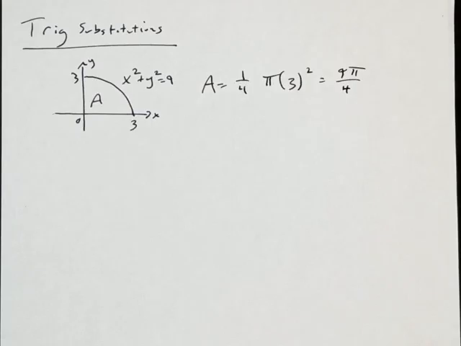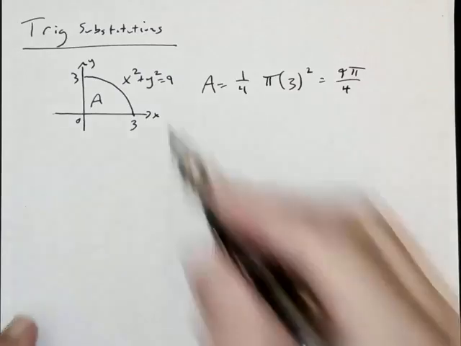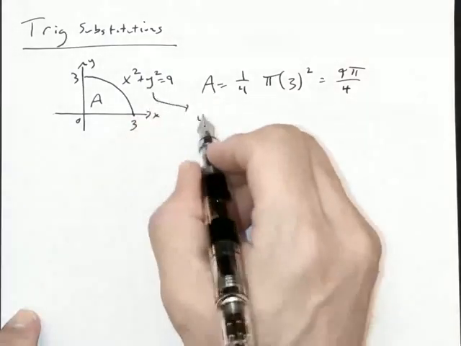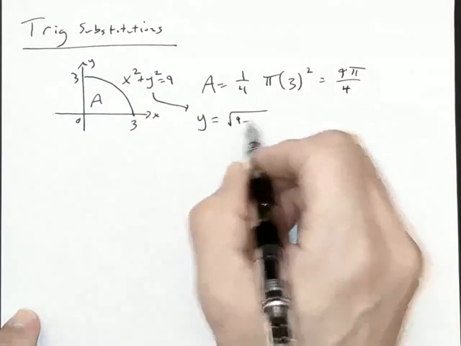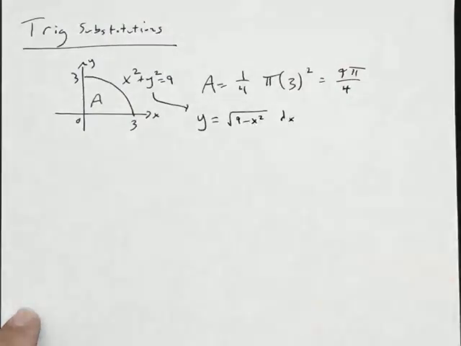But even knowing the answer, I could ask you for a different way to figure out this area using calculus. If I wanted to do this using calculus, I'd start by rewriting the equation. So y is the square root of 9 minus x squared. And then I'd say, oh, that's the curve. I want the area under it.